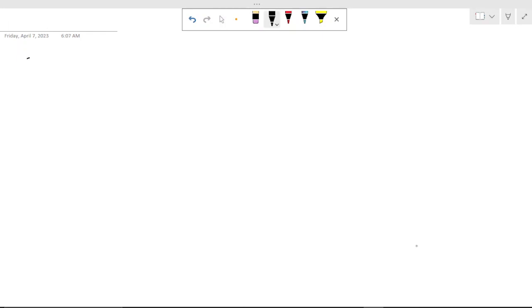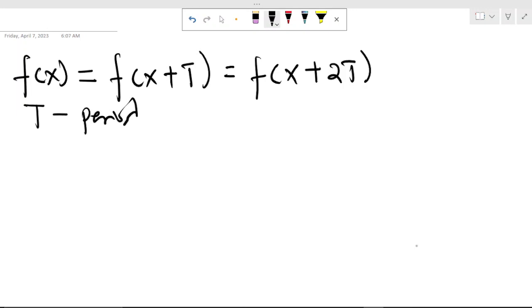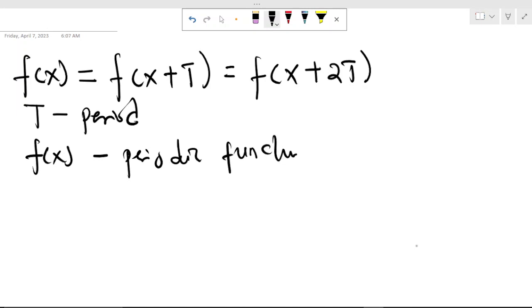So let's say we have a function f of x, where f of x is equal to f of x plus t and also equal to f of x plus 2t. What does this tell us? This tells us that at every interval t, f of x repeats itself, which means t here is our period, and f of x is said to be a periodic function. So basically, a periodic function is a function f of x that repeats itself at every interval t, where t is called the period.